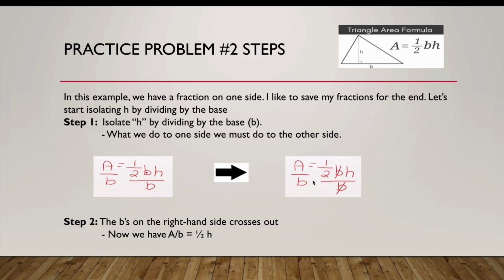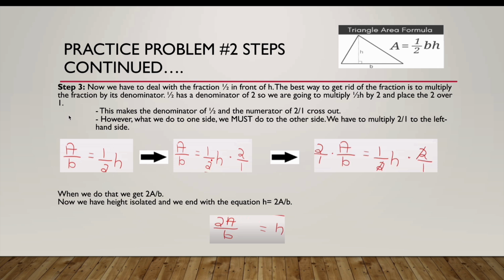So we would take and divide the entire right side of this equation by b. But remember, what we do to one side, we have to do to the other side. The b's on the right-hand side will cancel out, and we should have A over b equals 1/2 of h, like so. But now we need to deal with this fraction. So we have A over b equals 1/2 h. To get rid of the fraction, we should multiply it by its denominator.